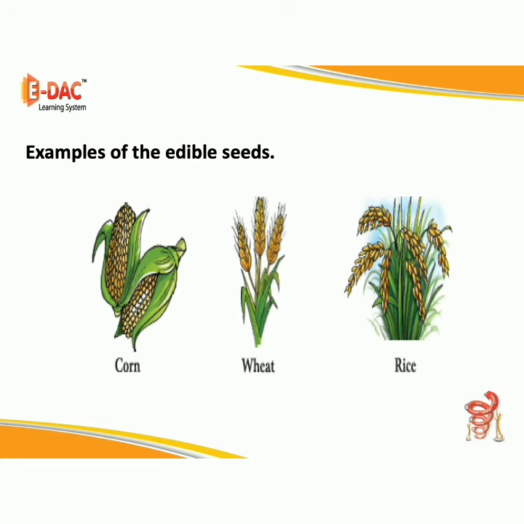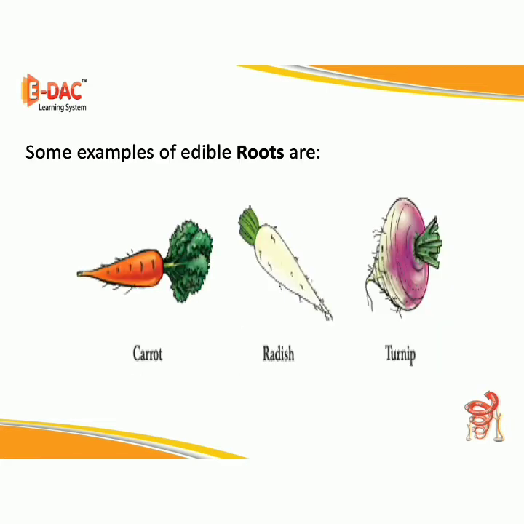Let's have a look at the examples of the edible seeds. So these are the examples of the plants in which we consume or eat the seeds of the plant. They are corn, wheat, rice. Now, let us have some examples of the plants where the roots are edible. The plants where we eat roots are carrot, radish, turnip.